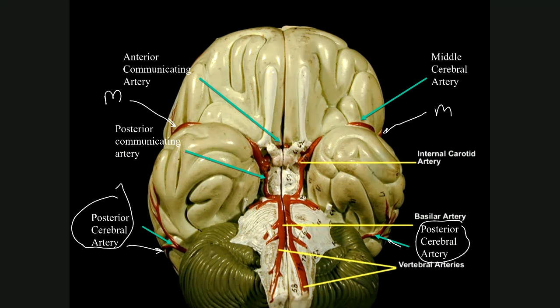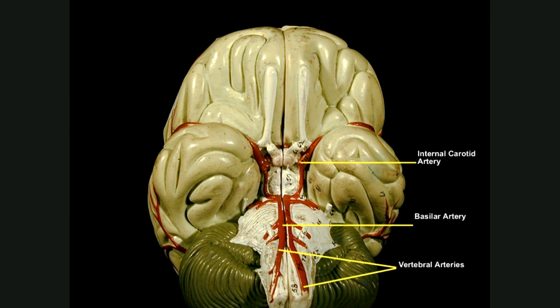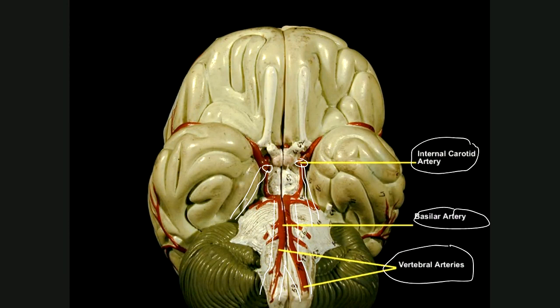So let's review them again real quick. So remember, the biggest ones are these two internal carotids. There's one right there and one right there. You can't see them very well because they're coming this way up the neck, this way up the neck. They've been cut on this model. And then there are two vertebrals. Here's one vertebral, here's the other vertebral, and they're going to merge to form the basilar. And then the smaller arteries are going to come off of this.